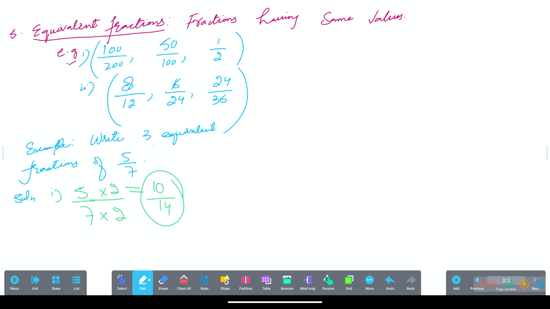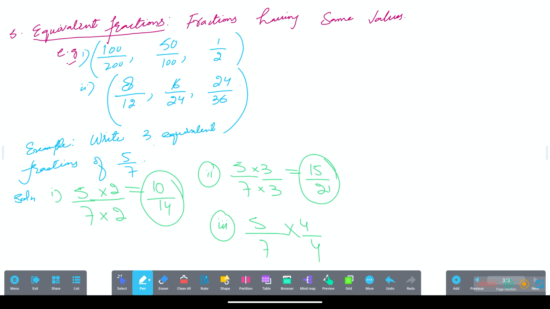Now, this is the first equivalent fraction. I need 3. Second one I am taking, same 5 by 7. I will multiply this numerator by 3, and its denominator by 3 as well. So 5 3s are 15, 7 3s are 21. So 15 by 21 is same as 10 by 14. It's also same as 5 by 7. It looks different. Value is the same. So the third one, I can write 5 by 7 into 4 by 4.